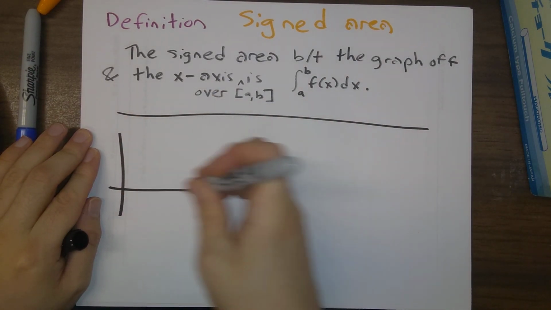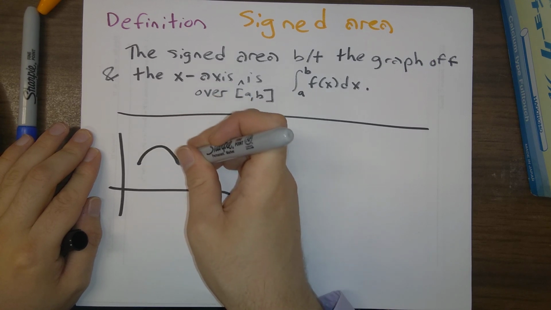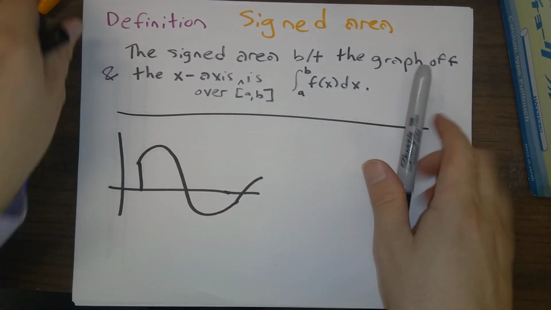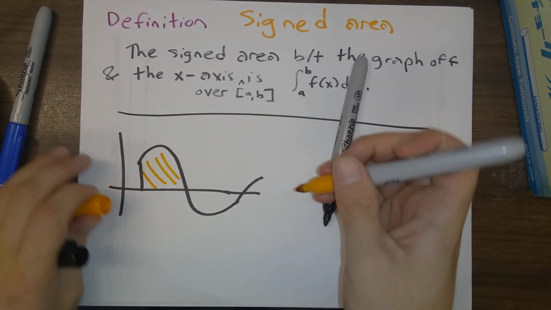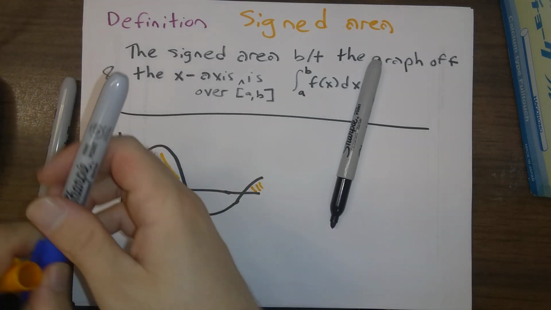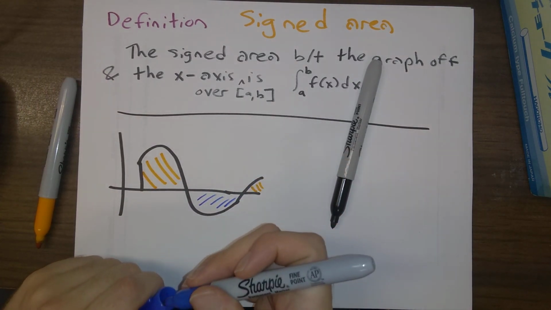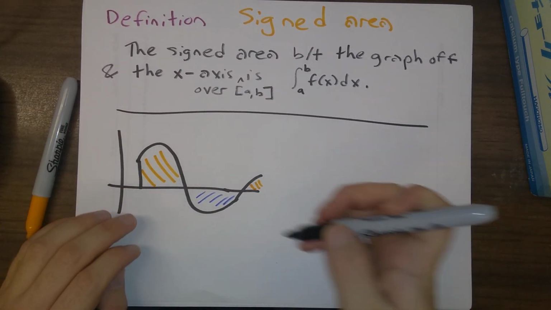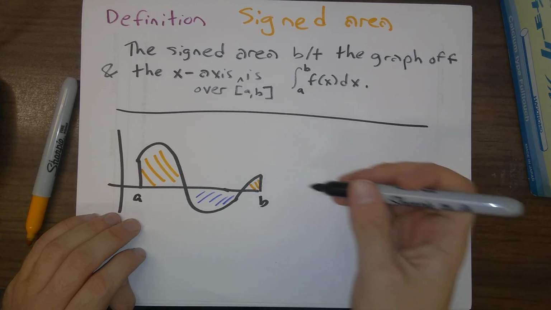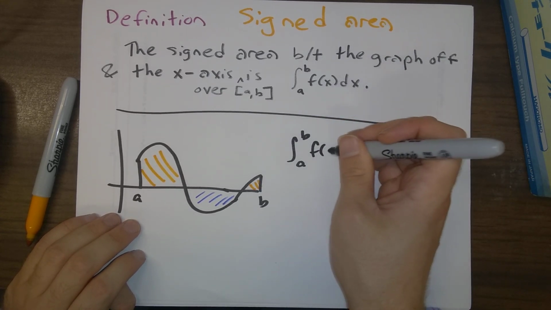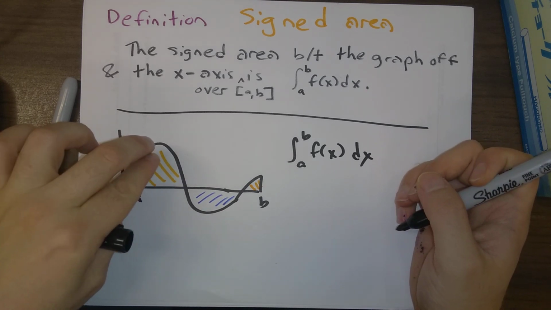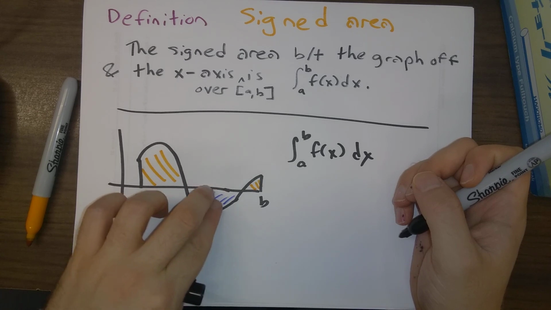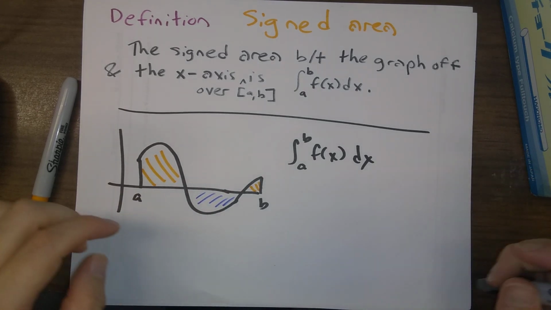So signed area, once again, this area above the x-axis counts as positive. This area down here counts with a minus sign. So to find the signed area here, this is a to b, the definite integral from a to b of f of x dx would simply be the area of this region plus the area of this region minus the area of this region, because this region is coming with minus signs.